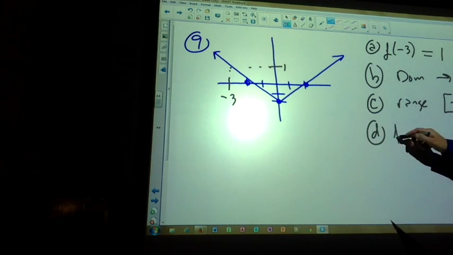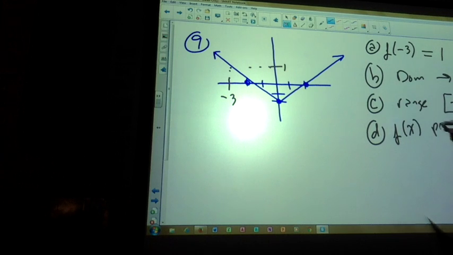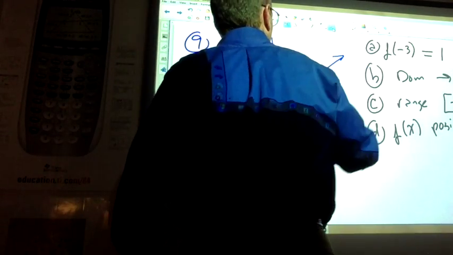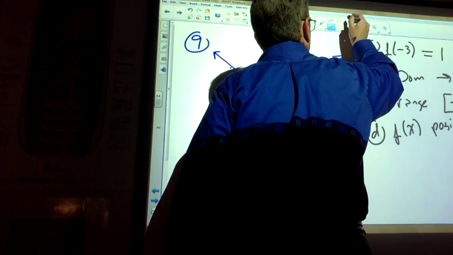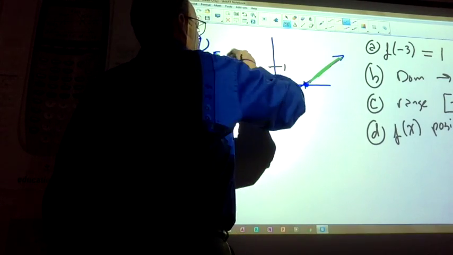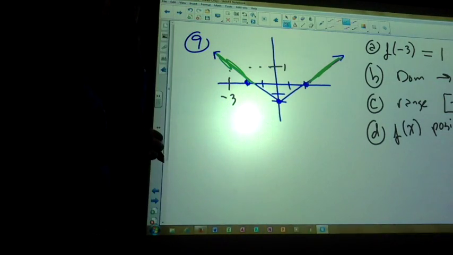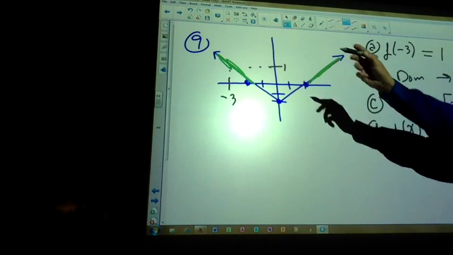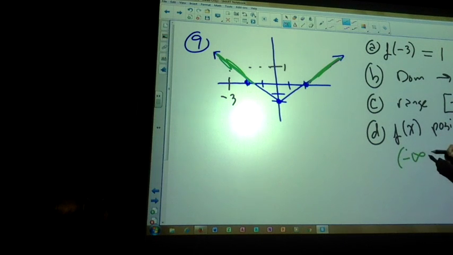D. Where is the function positive? What does it mean if it's positive? What is it above? Zero. Zero on which axis? X-axis, okay? So here, let's use a better color than that. So both of those offer us positives, okay? So what does that mean? Where is it coming from in that x direction? To what? Negative 2. Include it? No. Why? Because if you include negative 2, it's 0.